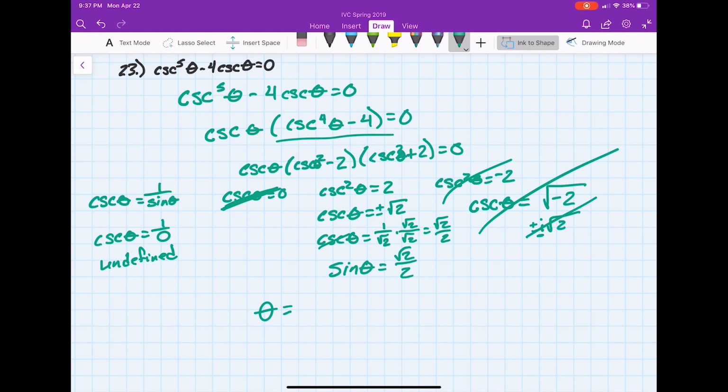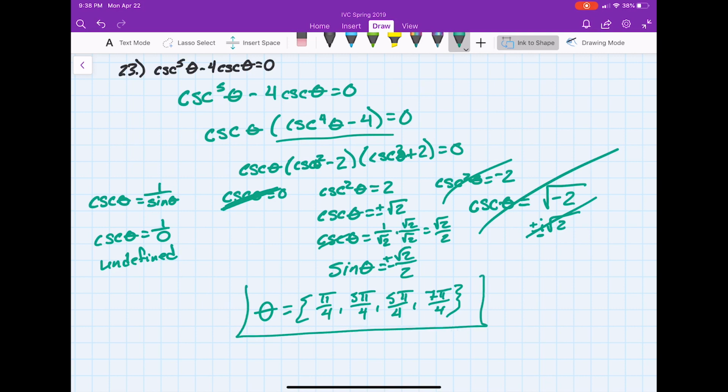So theta is equal to basically all the quarters because it's plus or minus, right? So I'll put up pluses and minuses in here. So we have pi over 4, they're all the 45-degree angles basically. So 3 pi over 4. And then the negatives would be 5 pi over 4 and 7 pi over 4. And there you have it. That's the end of this one.